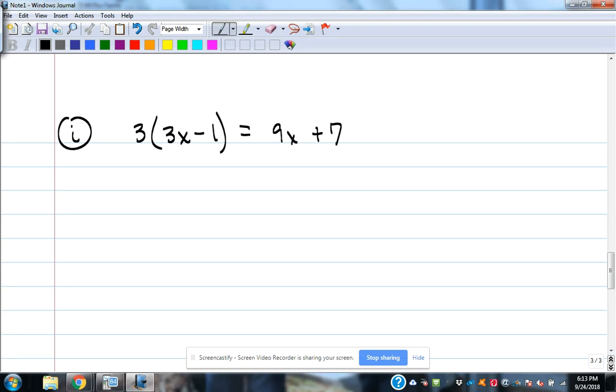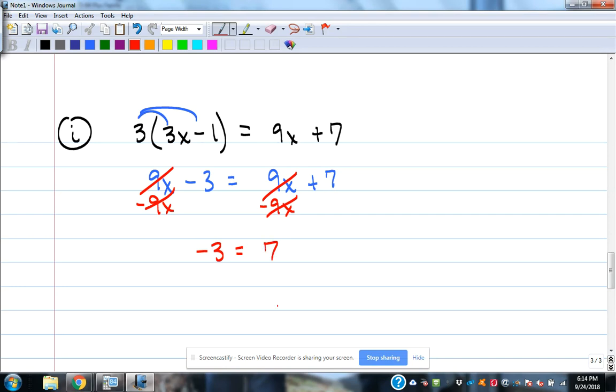What should be our first step for this problem? Distributing the 3. 9x minus 3 equals 9x plus 7. That looks a lot like what we just did, but not quite. If we go ahead and get the x's together, how do I move the 9x? Subtract it, right? Because it's positive 9x, and they both cancel out.